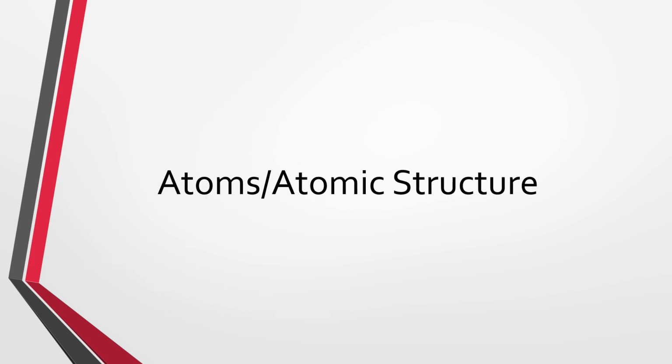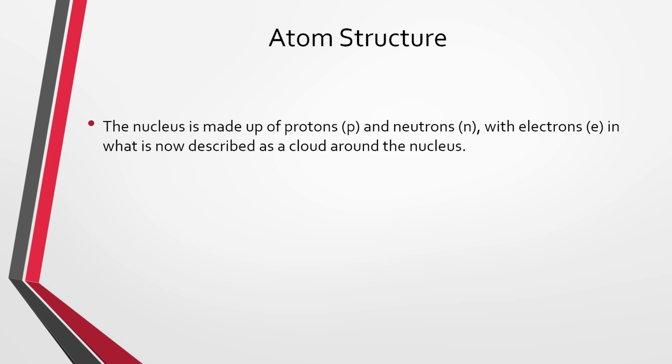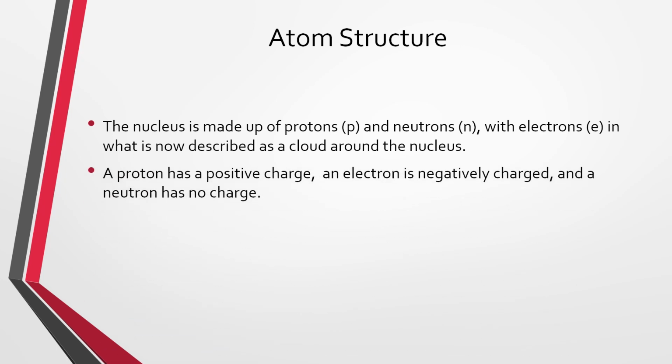Okay, so now we're going to go on to atoms and atomic structure. We'll learn about this here. So we'll talk about the atomic structure: what makes up an atom, and what is an atom? The nucleus is made up of protons and neutrons. In an atom there are also electrons, in what is now described as a cloud around the nucleus. A proton has a positive charge, an electron is negatively charged, and a neutron has no charge at all.